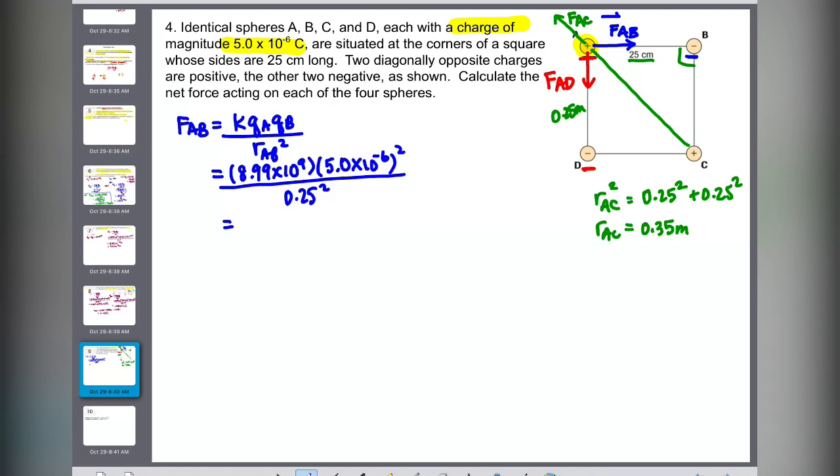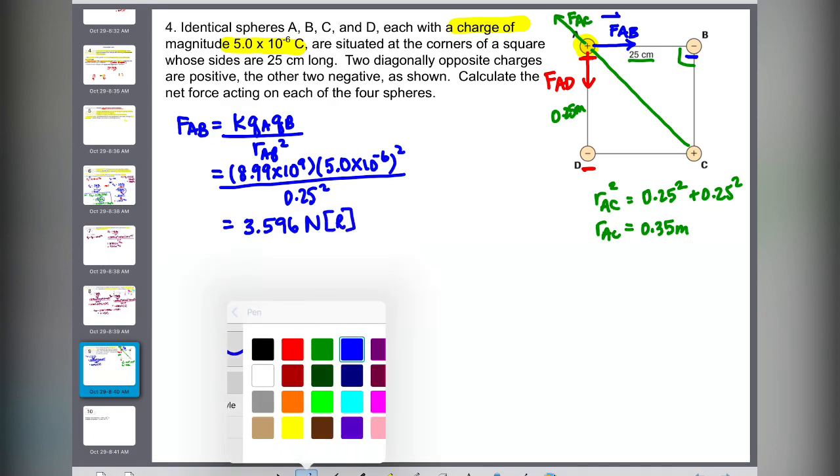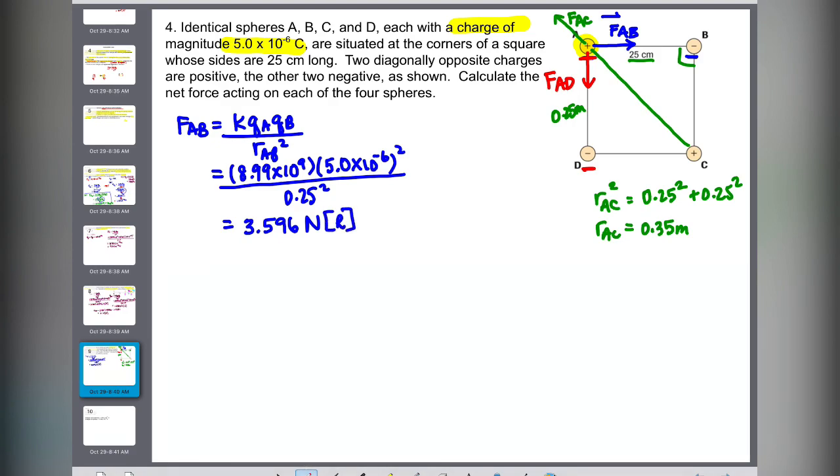9.5 times 10 to the negative 6 squared, divided by 0.25 squared. So 3.596 newtons. It is to the right. I'm going to do the same thing for the red part. FAD is going downwards. Same equation, except this time the distance is between A and D, which is also the same length. So this is the same as the question just now, going downwards.